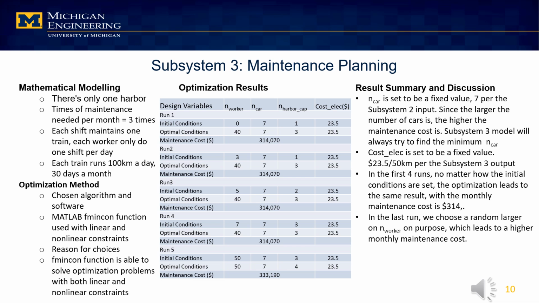In the first 4 runs, we started with different initial conditions and it led to the same optimum finally. The lowest monthly maintenance cost can be achieved by having 40 maintenance technicians and setting the harbor capacity to be able to service 3 trains in the same time, when there are 7 cars per train and the electricity cost is set to be $23.5 per 50 kilometer. In the last round, we started with a random larger number of technicians on purpose, and it led to a higher monthly maintenance cost for comparison.